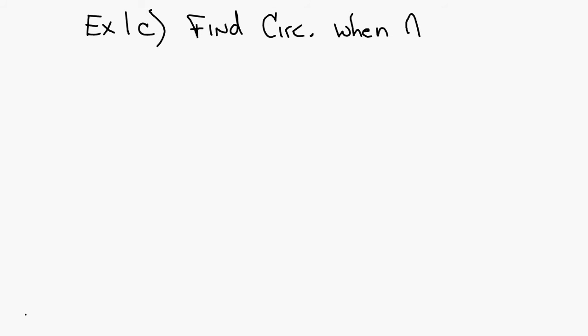Let's see, example 1c. And they're asking for circumference, so find circumference when the area is equal to 9x squared pi centimeters squared. This part is the area. It's just your dimensions are in centimeters, and that's why the centimeters squared is at the end. And you're looking for circumference. So you've got an area, and you need a circumference.